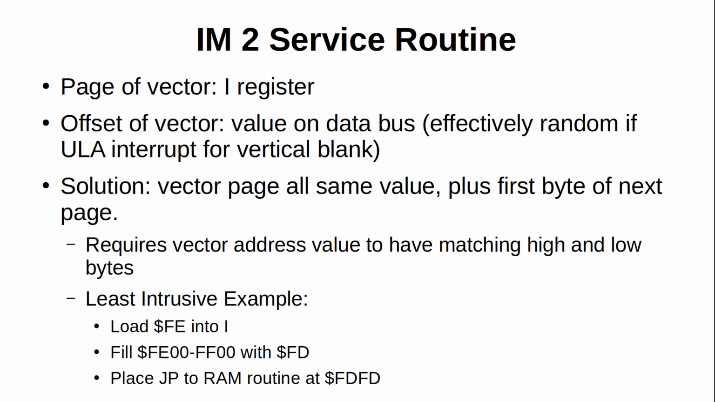The least intrusive place to put the table, then, is on the second to last page in RAM, hex FE. This means we load FE into I, and then fill every byte from FE00 to FF00 with the same value. The least intrusive value would be FD, so that no matter where you jump from, you always get hex FD for your vector, and that will be tucked neatly behind the jump table.